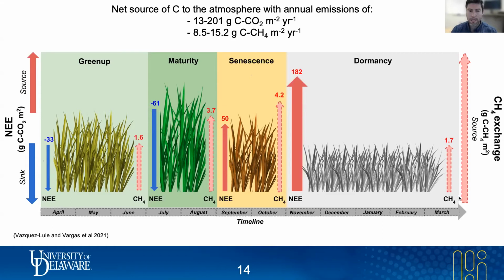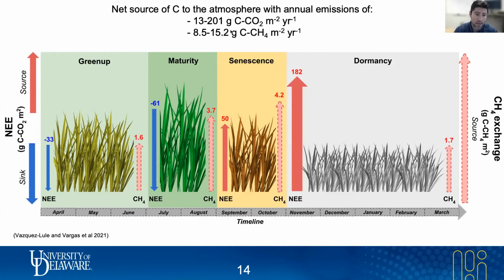This has implications because, when do we measure? Usually we concentrate our measurements in the green up and maturity seasons because it's when the ecosystems are growing and active. But if we miss our measurements during the senescence or dormancy period, we may be misrepresenting these longer seasons that could add up for carbon accounting.